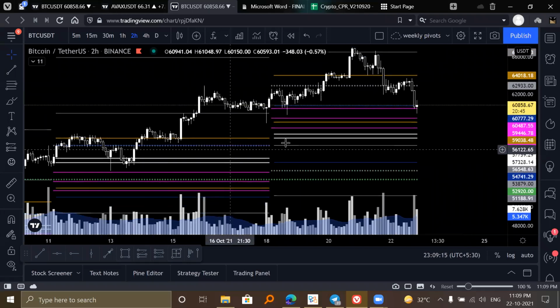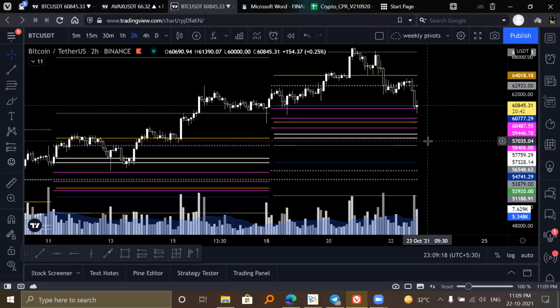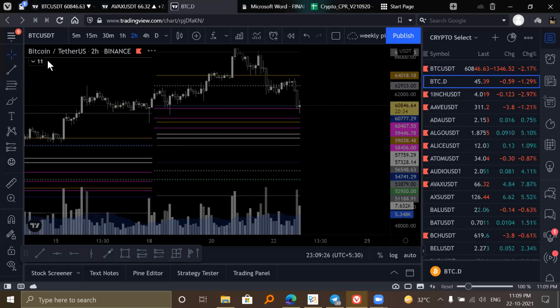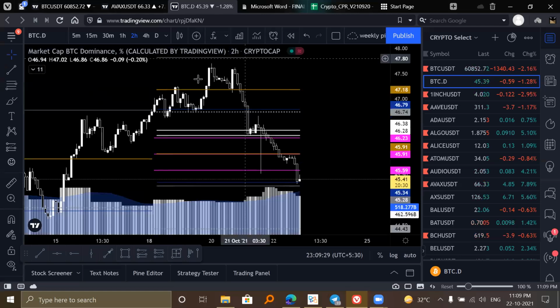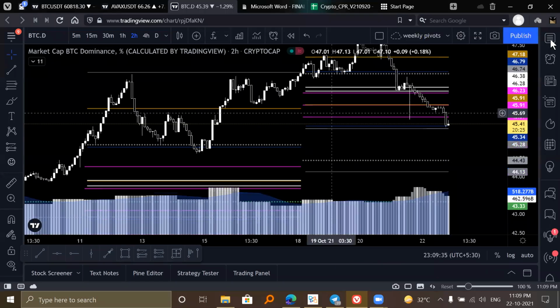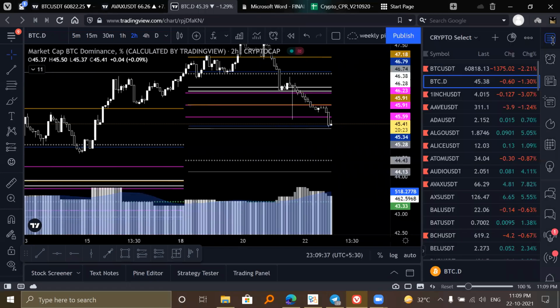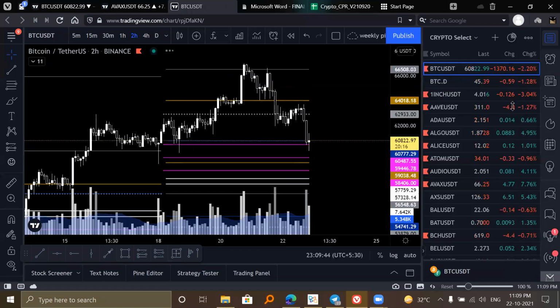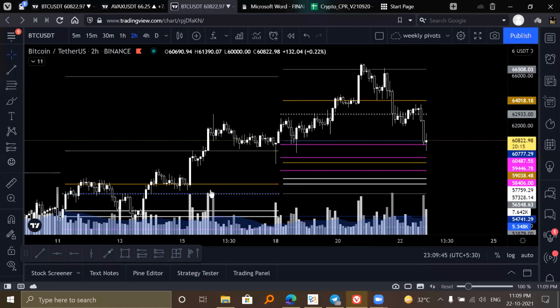Okay, but the trend of any altcoin depends on the trend of Bitcoin. I'll just show this one. This is the Bitcoin dominance chart, like how much Bitcoin is dominating. If it is moving down, I would not take much time to explain this one, as this is out of topic. But yeah, Bitcoin is very good to trade.